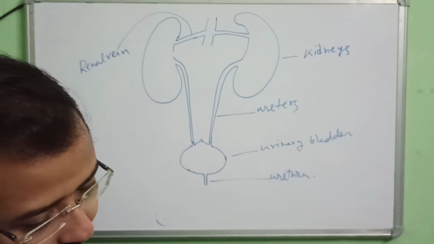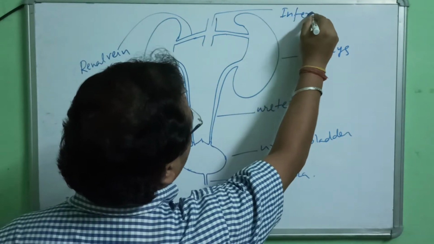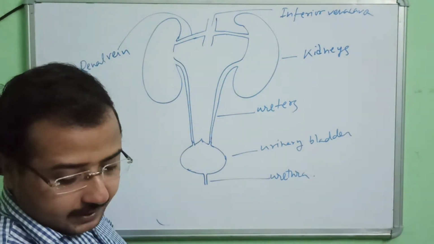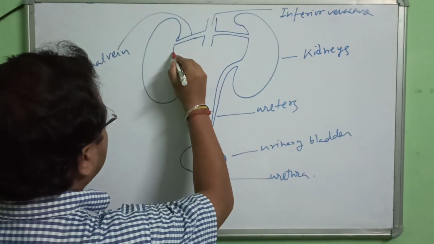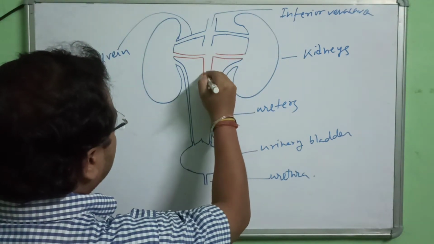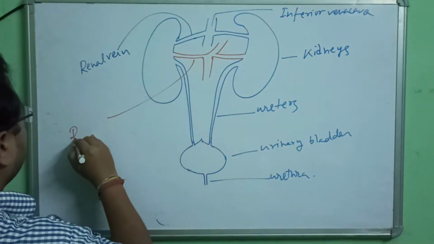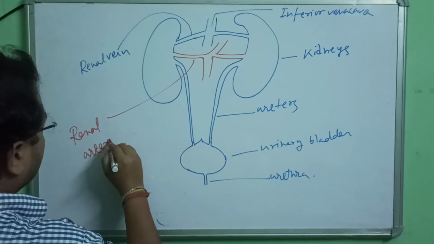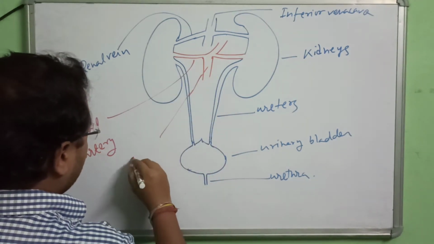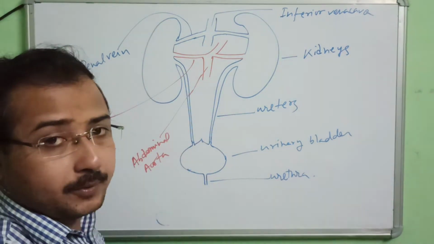We can name this the inferior vena cava. And now if I connect the arteries here, this one is the renal artery, and this bigger one, the larger size, is the abdominal aorta, the larger abdominal aorta.